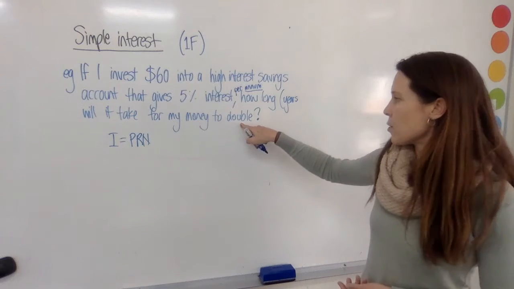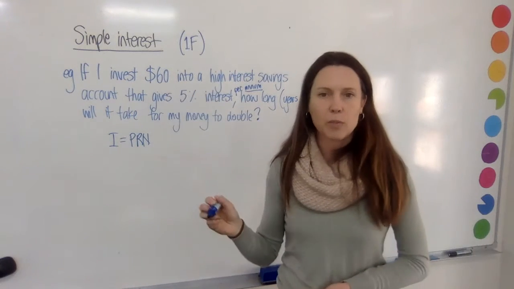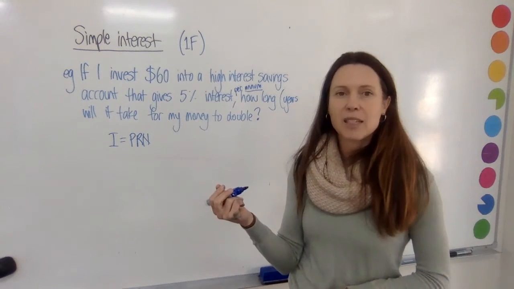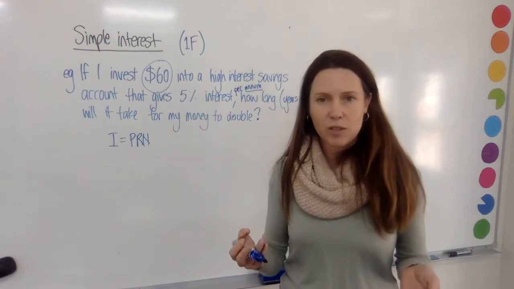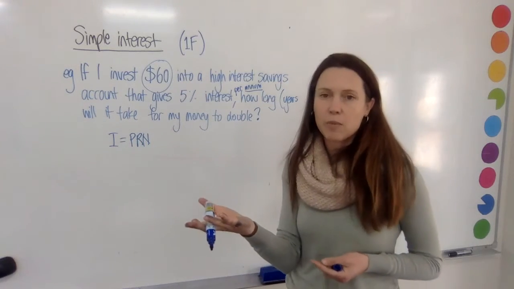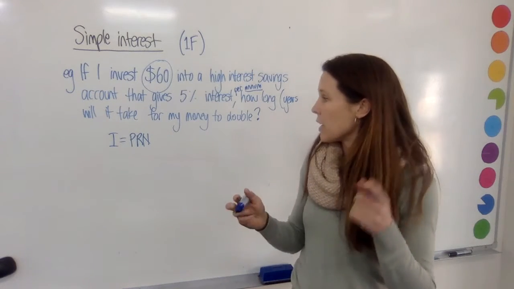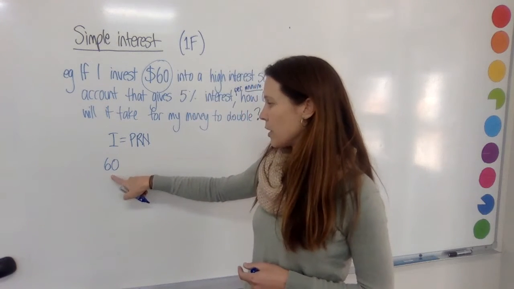All right, so we need to think here. We want our money to double. That means if we're putting $60 in, we want it to get to $120. Now, that's not going to happen until we've earned ourselves $60 more in interest. Because that way we'll have the $60 that we put in plus the $60 interest that we've earned. So here I know what the interest needs to be, 60. So I'm going to put in that.